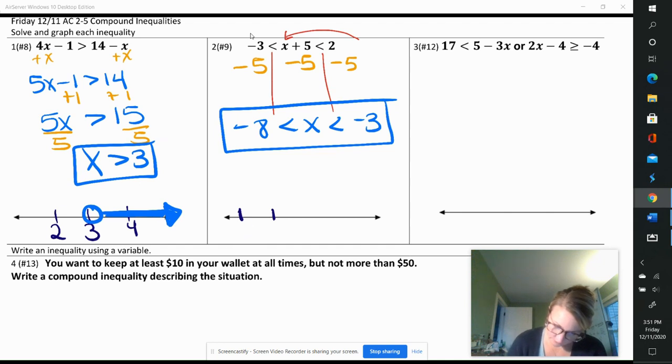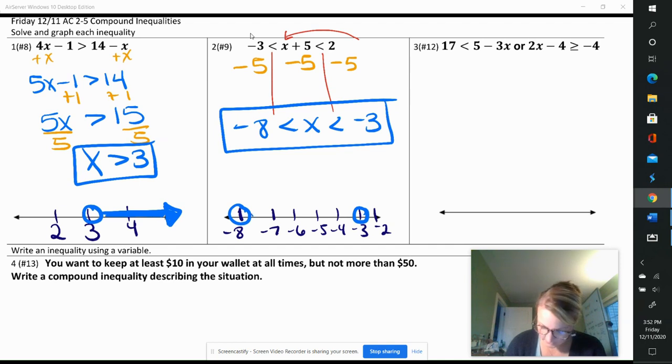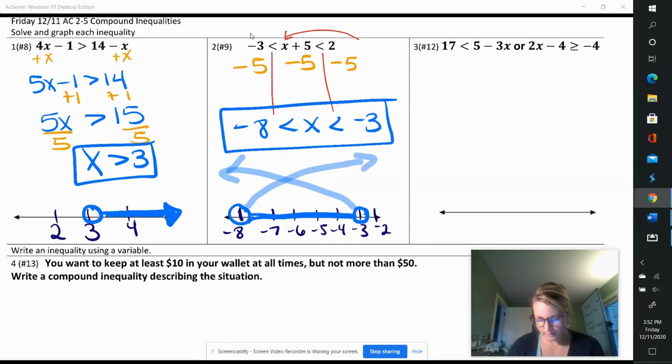We want these increasing. Open at -3, open at -8. It's an and inequality, so I'm shading in between. The solutions would be where the two shadings overlap. So less than -3 would be to the left, greater than -8 would be to the right, which makes everything in between the solution to this compound inequality.